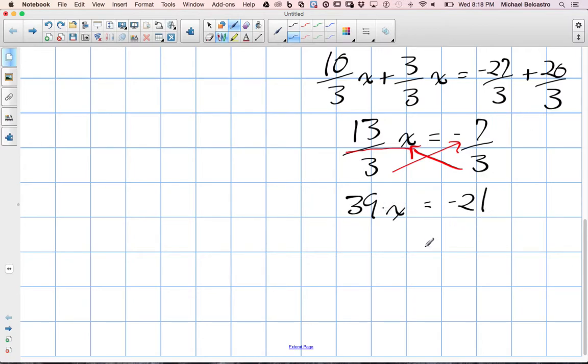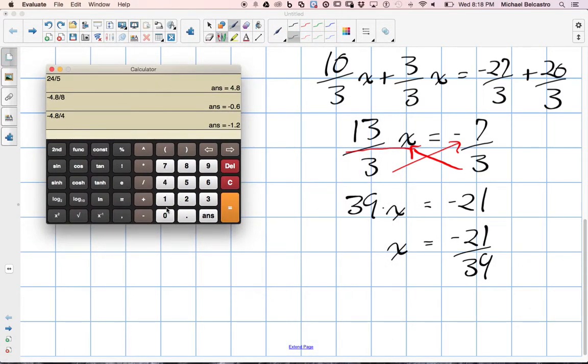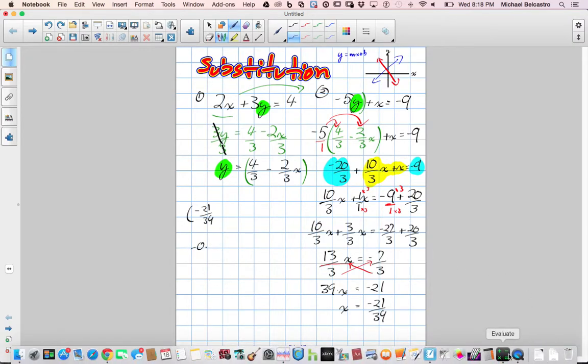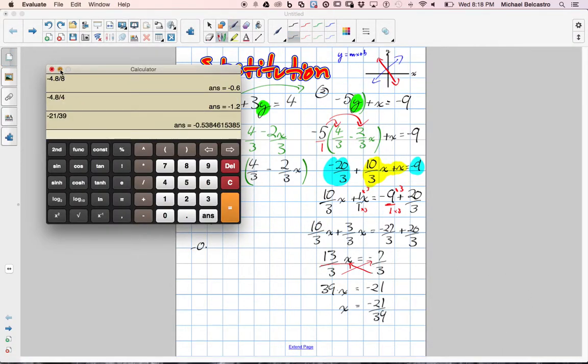And then how do we get x by itself? Divide. So we bring it over the other side. It becomes negative 21 over 39. What does that mean to us? It's a fraction. We figure out what it is as a decimal. We get negative 21 divided by 39, negative 0.53, okay? Here's the kicker. That is actually not the entire answer. That's only part of the coordinate. That's the x value. The x value is negative 21 over 39, or negative 0.538, roughly.